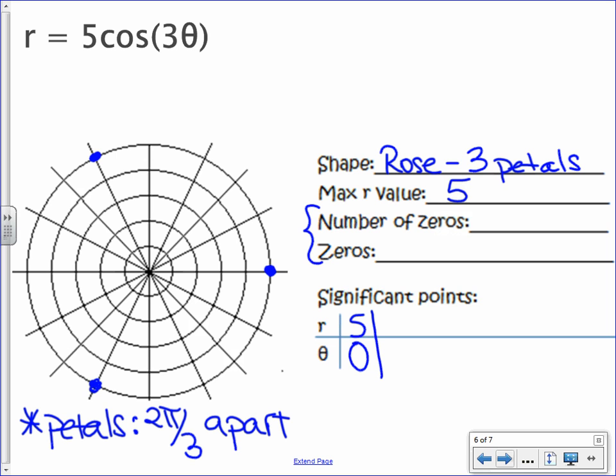We know where our petals are going to be. Now, pay attention to how many times I cross the pole as we draw this, because we're going to figure out how many zeros we have. Okay, you ready? 1, 2, 3. We went through the pole 3 times, which means we are going to have 3 zeros.